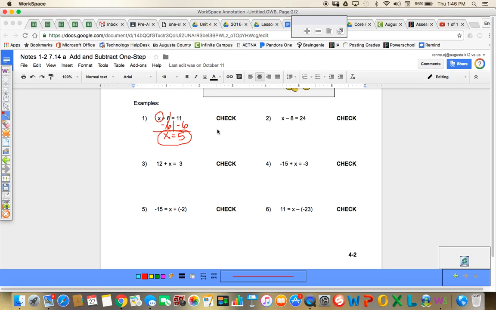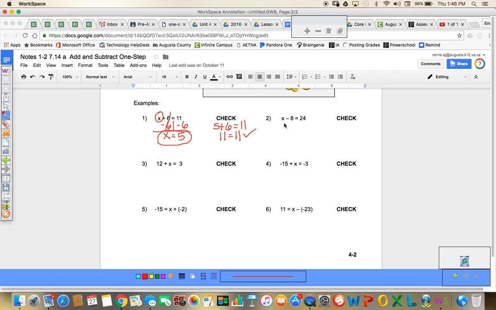Now, to check your answer, and a lot of these you'll be able to check in your head, like this one, but some of them you might want to double check using your calculator. So we need to ask ourselves, what is 5 plus 6? 5 plus 6 is 11. So the left side equals 11, the right side equals 11. So therefore my answer of x equals 5 is correct.